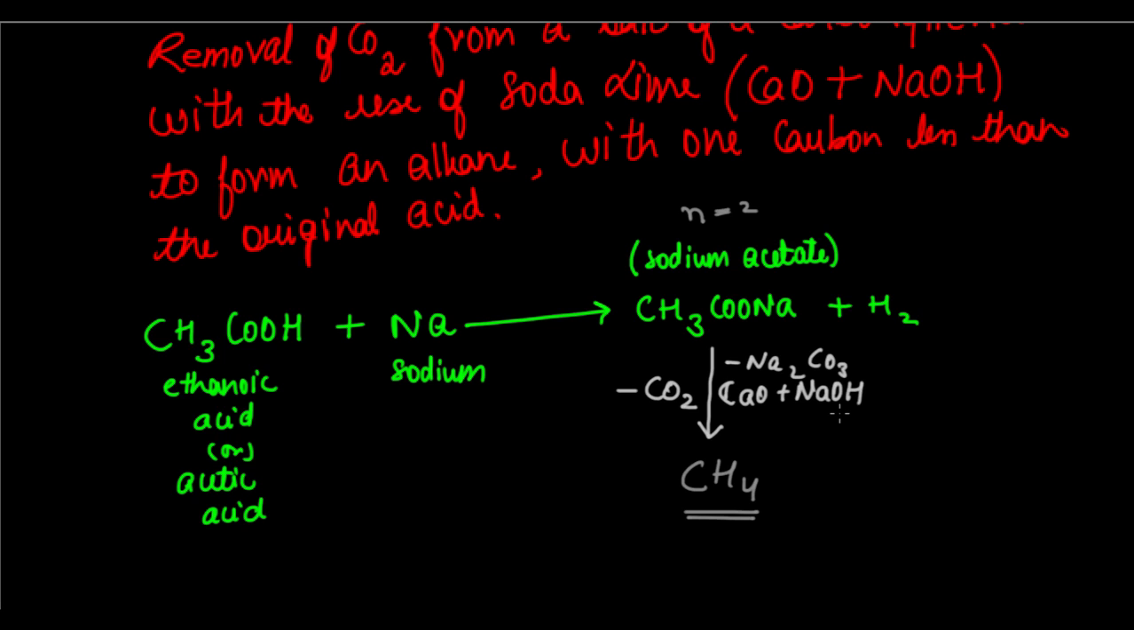That is an alkane with 1 carbon less than the original salt or the original acid. Right? I hope that's absolutely clear. This is what we call decarboxylation reaction: removal of carbon dioxide from the salt of a carboxylic acid when it passes through soda lime, that is a mixture of calcium oxide and sodium hydroxide, to obtain an alkane which has 1 carbon less than the original acid or original salt of the carboxylic acid.